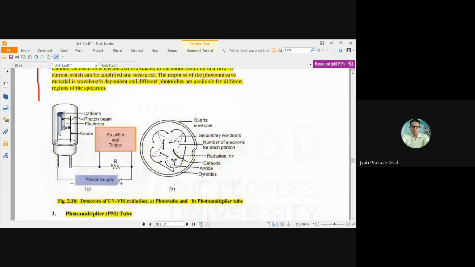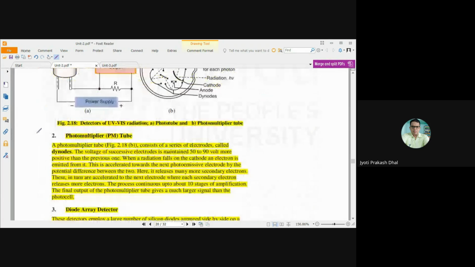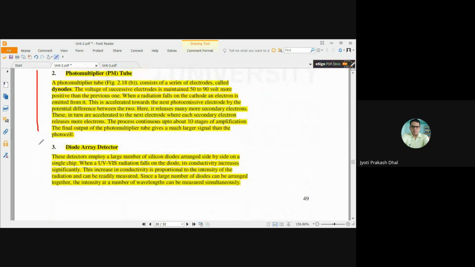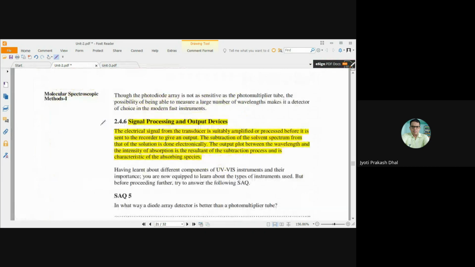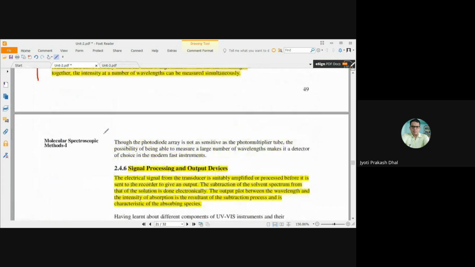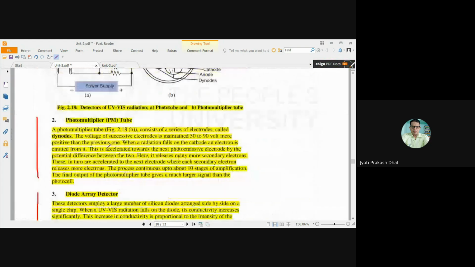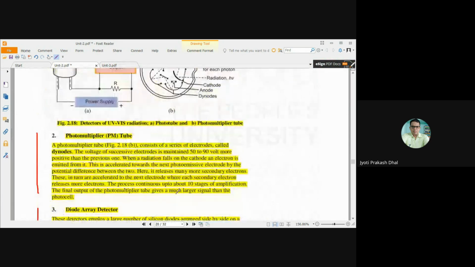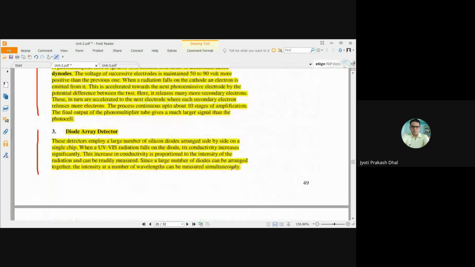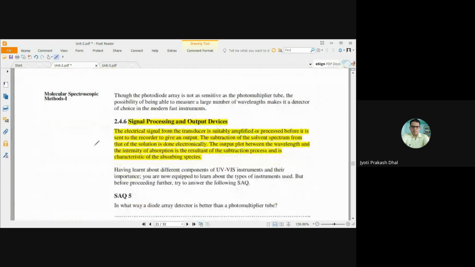The first one is the phototube detector. The second one is the PMT, that is the photomultiplier tube, and the third one is the diode array detector. So these are the three different types of detectors. And then after that, signal processing and output device.